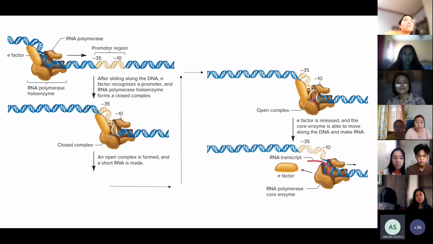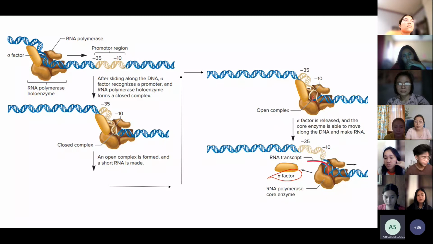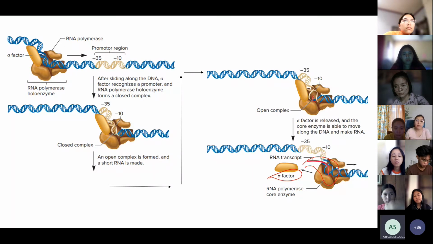By doing so, a short strand of RNA is made within the open complex, and then your sigma factor would be released from the core enzyme, and the release of this factor would mark the transition to the elongation. So once your sigma factor has been released, the transcript would start to elongate until such time that it reaches its terminator, which informs us that the transcription process has been completed.